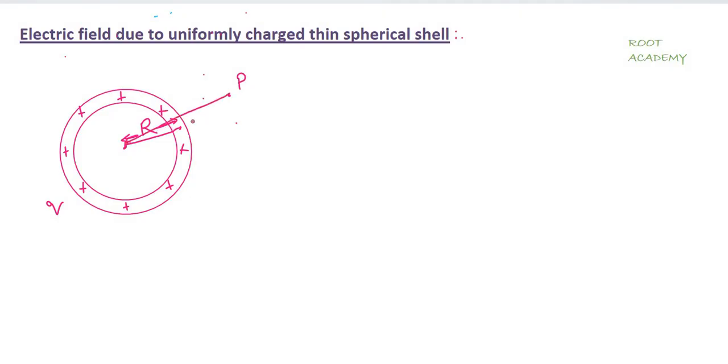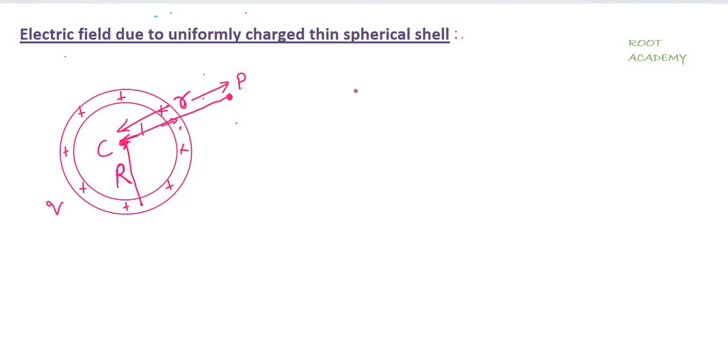Suppose this point is at a distance of small r from the center. The radius of the given shell is capital R, but this distance is small r. To be careful, the radius is capital R, but the distance we have taken from the center to P is small r. So I am interested in what the field will be at this point due to this shell.